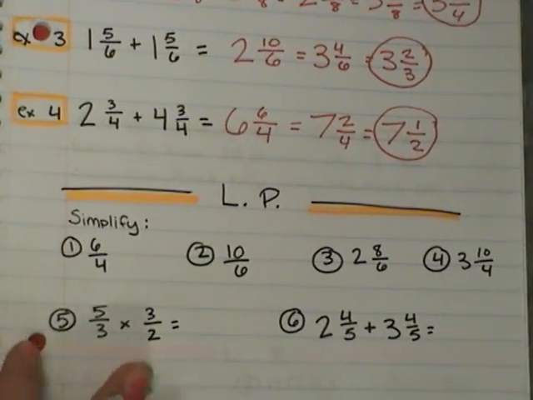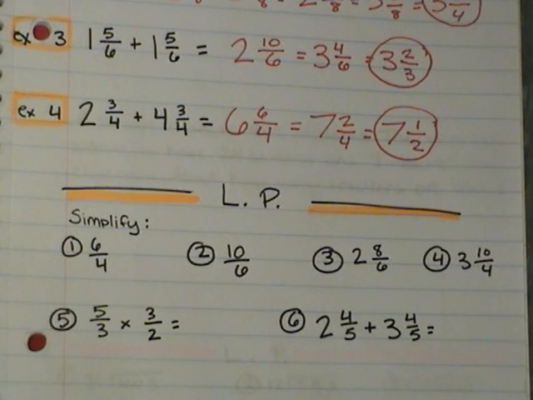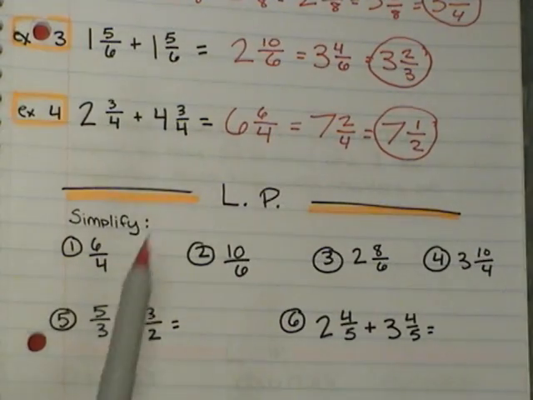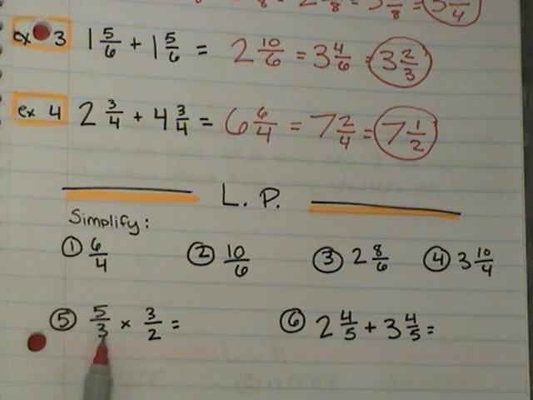Alright, here is your lesson practice. You have 6 problems. The first one, you just need to simplify these fractions. 6/4, 10/6, 2 and 8/6, 3 and 10/4. Here is a multiplication problem. 5/3 times 3/2 equals, make sure you reduce, and then 2 and 4/5 plus 3 and 4/5. Add them and then do not forget to reduce.